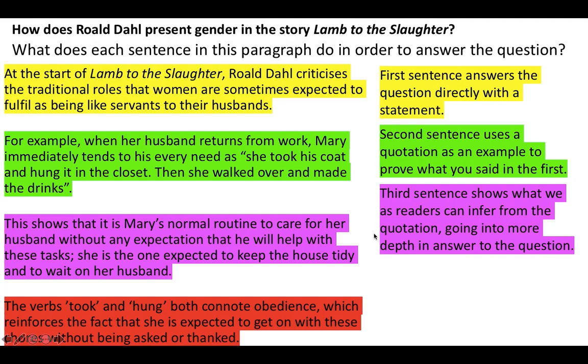So have I said what I can infer? Yes, I have. I can infer that it's her routine to care. I can infer that there's no expectation that he'll help, shown by the fact that she's doing it all. And have I linked that back to the question about gender, so men and women? Yes, I have, because I've talked about the fact that it's the woman who's expected to do these jobs. So that links very much back to my statement sentence, all about them being servants to their husbands. So I'm always building on top of my statement here.